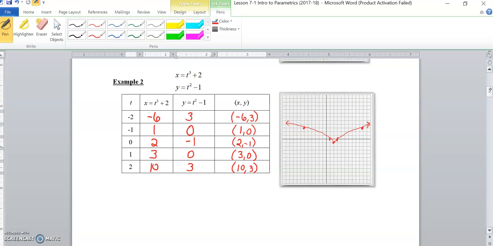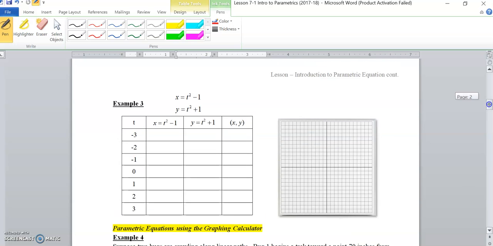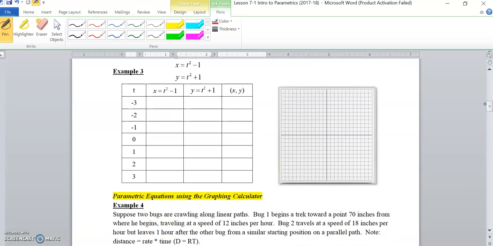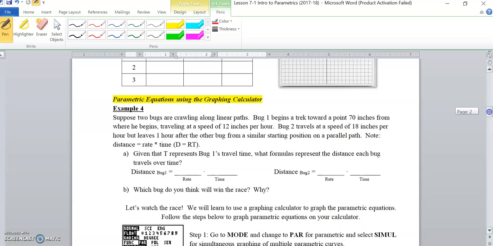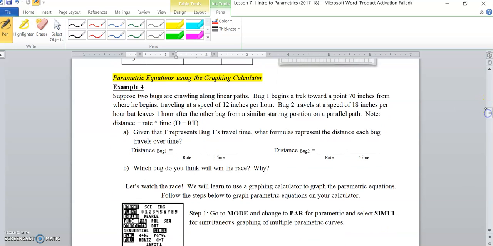If we look at example 3, 3 is going to be similar, so I'm going to skip it for now. I'll fill it in later, but we're going to get to a point where plotting the points is either not enough information or it's a little complicated, kind of like in our polar graphing. Sometimes a few points isn't enough to see what the graph really looks like. So we're going to move on to example 4.